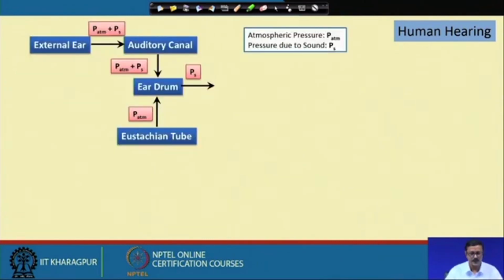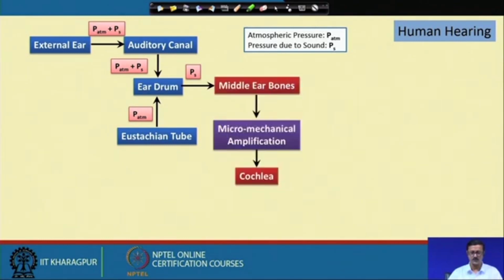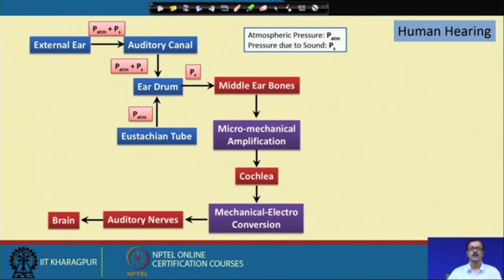So, at a go we can again see that particular flow chart. The eardrum is vibrated by Ps, the pressure from the sound, then the middle ear vibrates, giving micro mechanical amplification to the cochlea, from the cochlea the mechanical to electrical conversion happens, and then it goes through the auditory nerve to the brain.